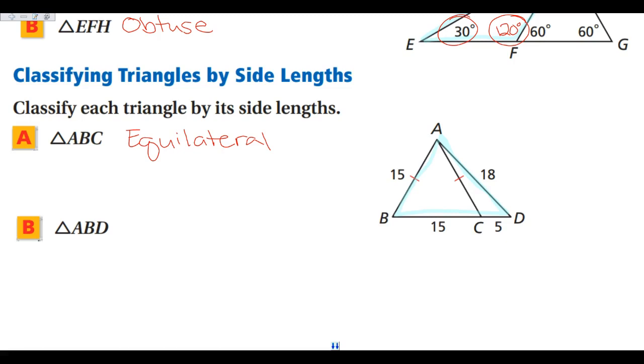So what I want to notice is that AB has a length of 15, AD has a length of 18, and BD here has a length of 20 because it's 15 and the 5. So this whole side length is 20. So we have 15, 18, and 20. So all three side lengths are different, which means that my triangle is scalene. All right, so if you have any questions on this, go ahead and write that down on your notes now.